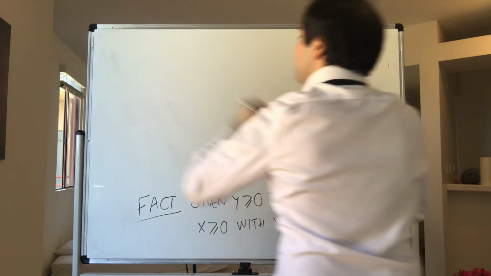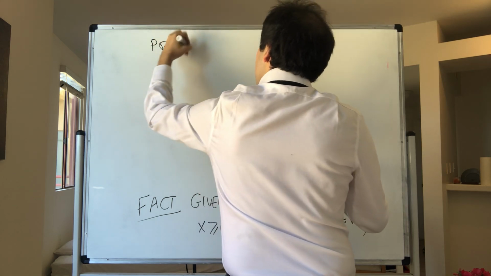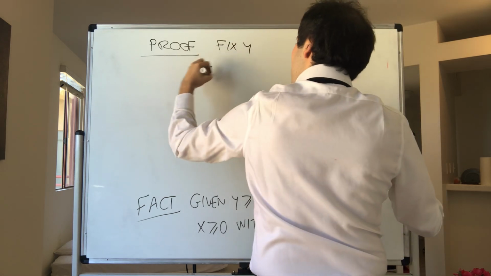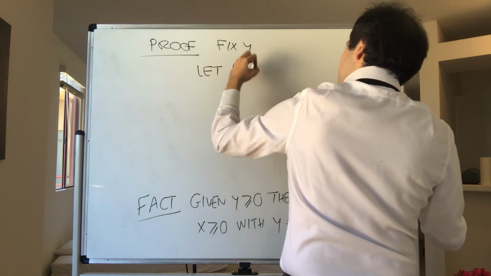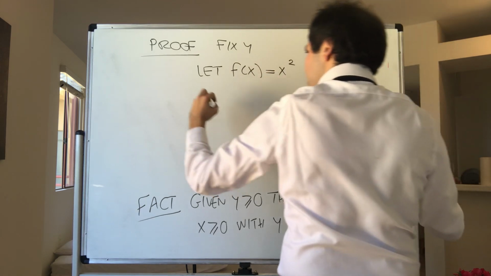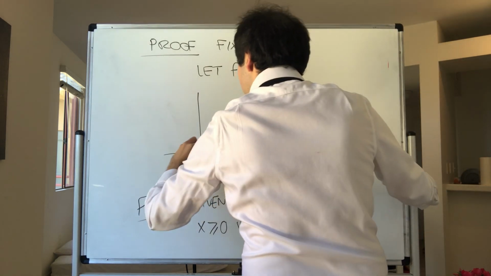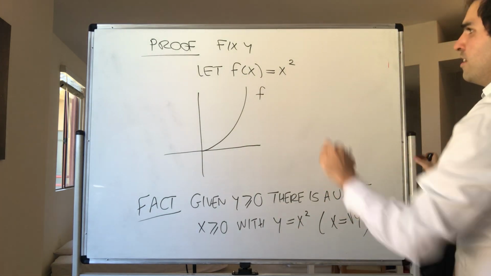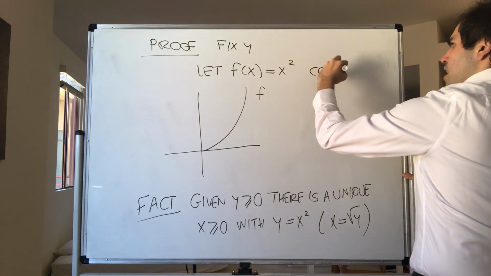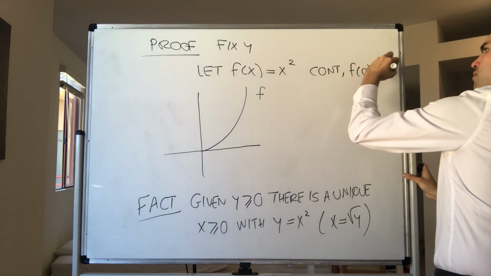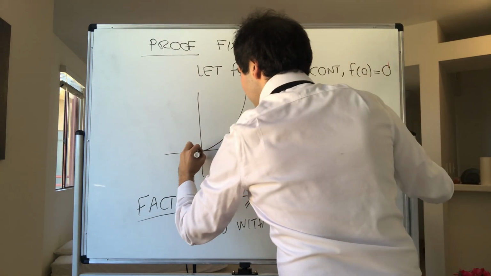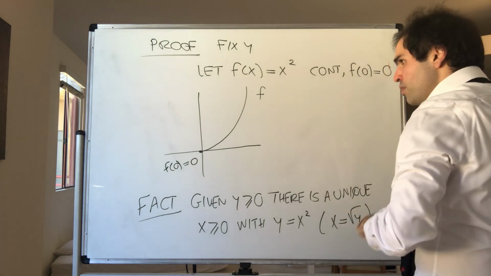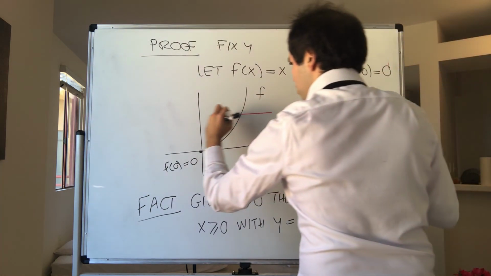So proof. Alright, so fix y and let f be the function x squared. So let f of x be x squared. So what do we have? This is our parabola, f. And moreover, notice, f is continuous, and f of 0 equals 0. So it's continuous, and its initial value is 0, and here we're given y. Okay, non-negative.